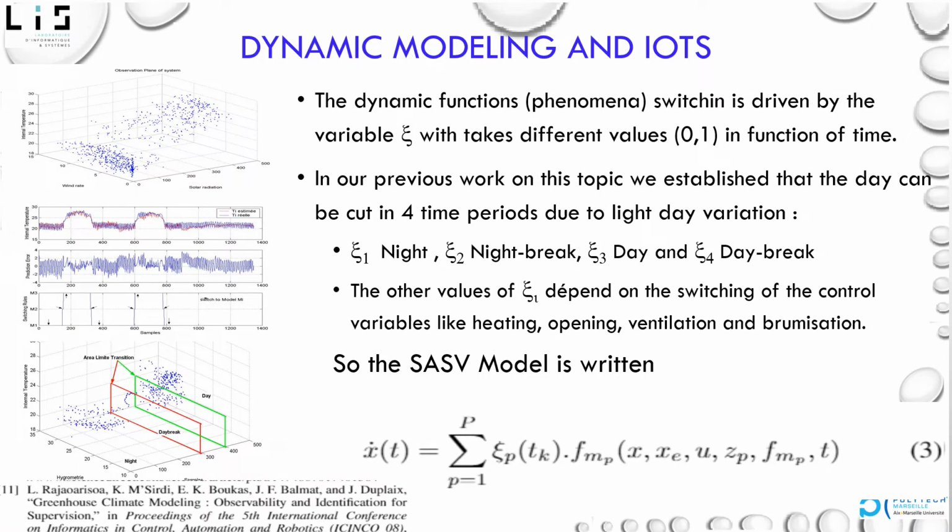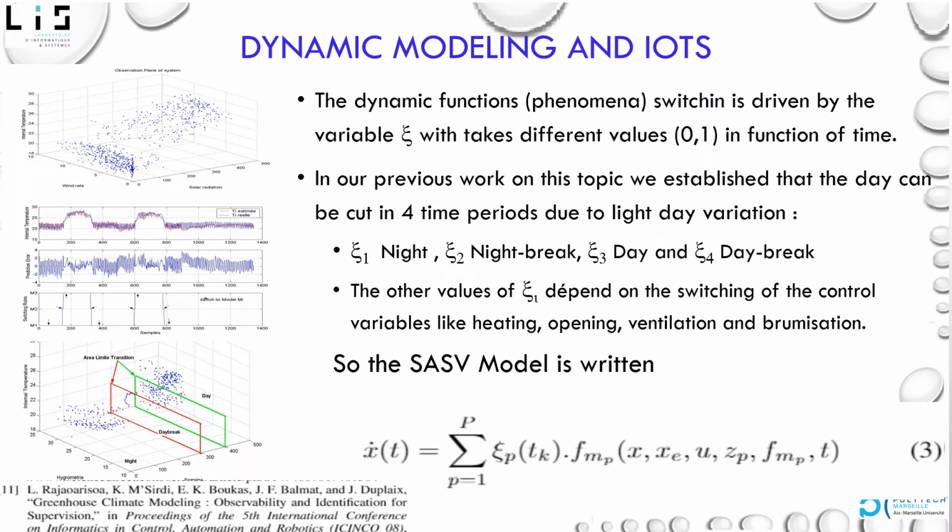In the previous work, depicted by the pictures on the left, we have found that we have to split the day in 4 periods. The first one is the night, the second night break, the third day, and the fourth day break. We have defined 4 weighting functions depending on the time called zeta e, and these weighting functions are used to define the behavior of the physical phenomena.